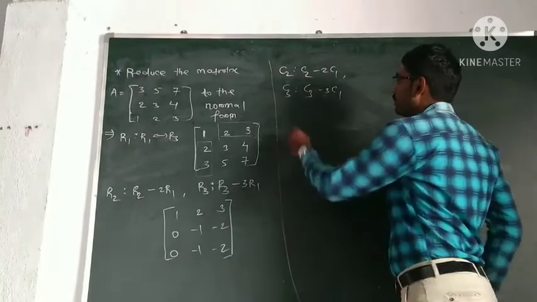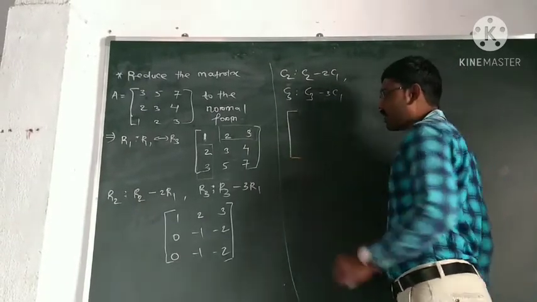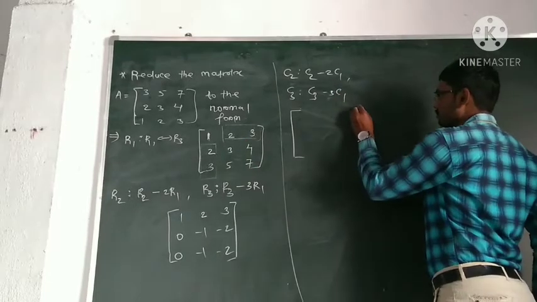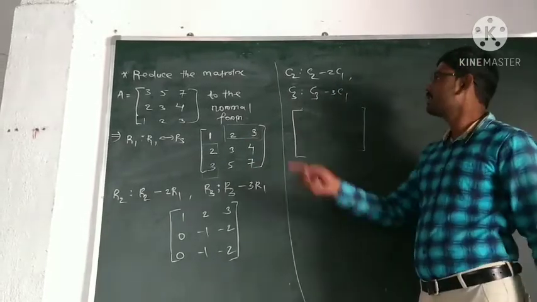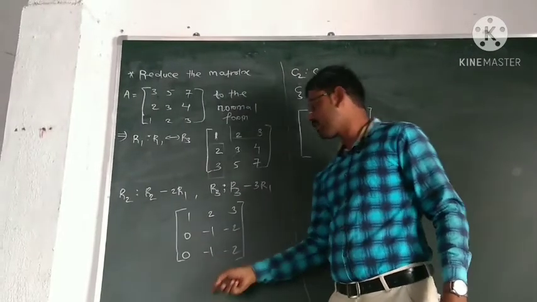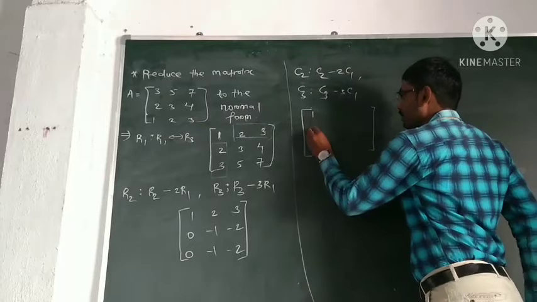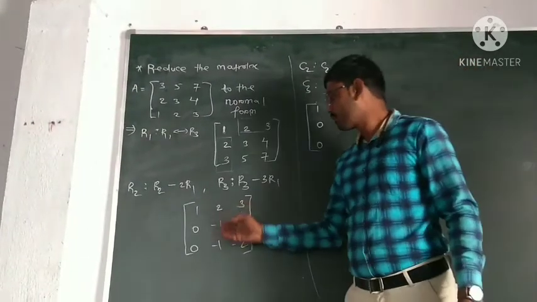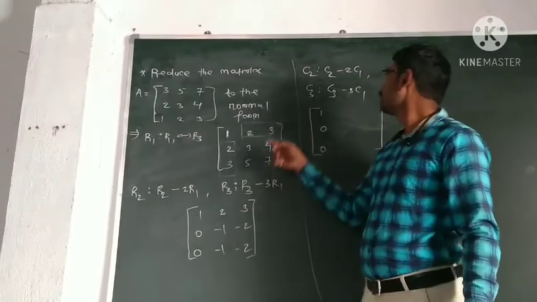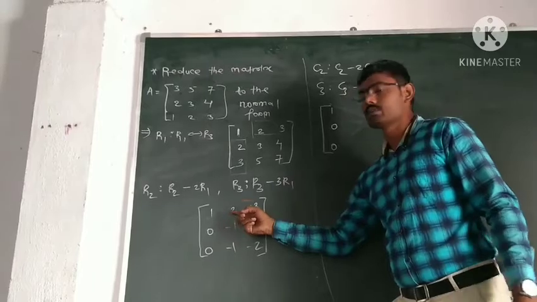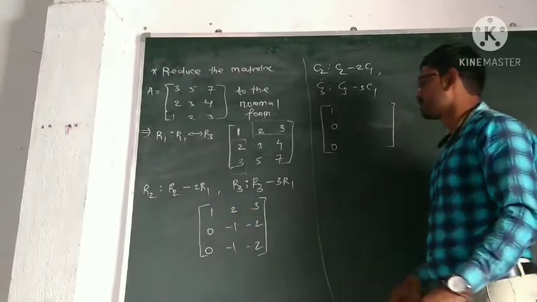So now focus on this matrix. The changes are in columns 2 and 3. The first column remains as it is: 1, 0, 0, as it is. Now column 2 is changing. How? Column 2 minus 2 times column 1: 2 minus 2 times 1 is 0.